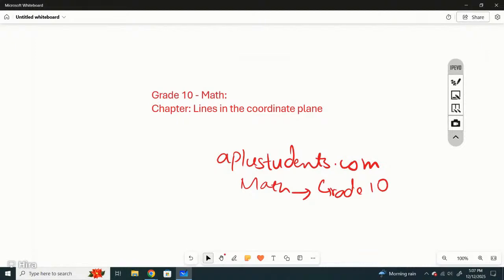We're going to start with the chapter lines in the coordinate plane. So please make sure you have your notebook and pencil so that you can note down the important examples and definitions as well.